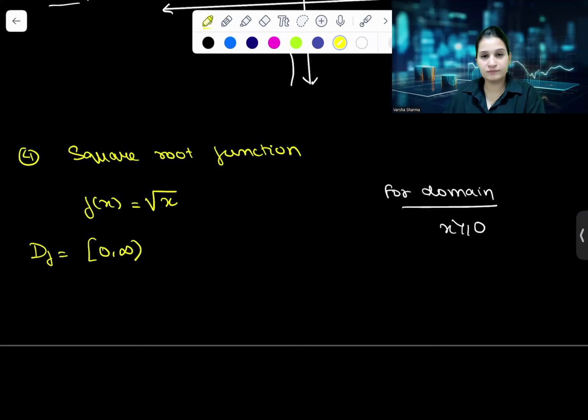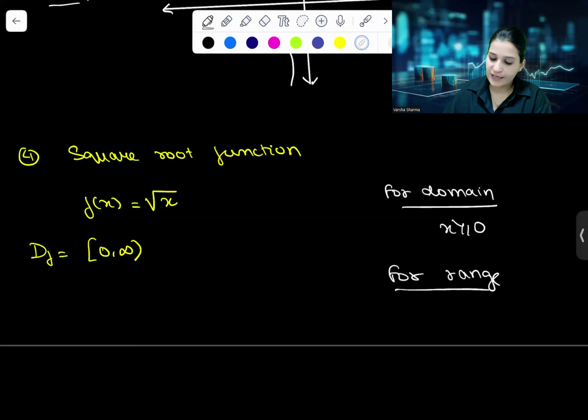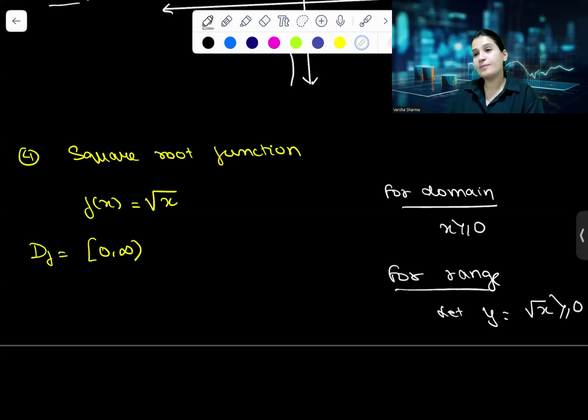Now, when I'm finding range, we will first assume it to be y. Since y is root over something, what will we write? Greater than or equal to 0. Then we proceed. Now I need to isolate x. What will I do? Square both sides. X will be y square. So in y square, I can put any number. But earlier I wrote that it has to be greater than or equal to 0.